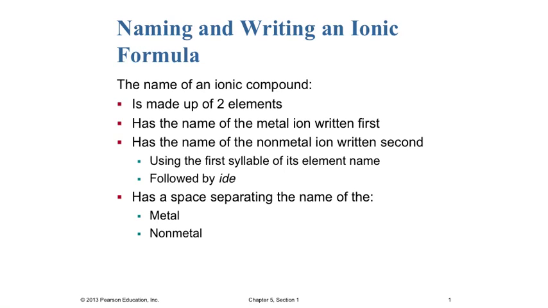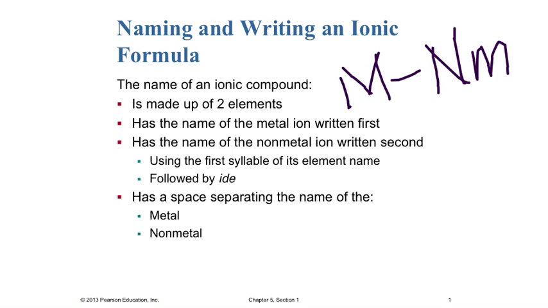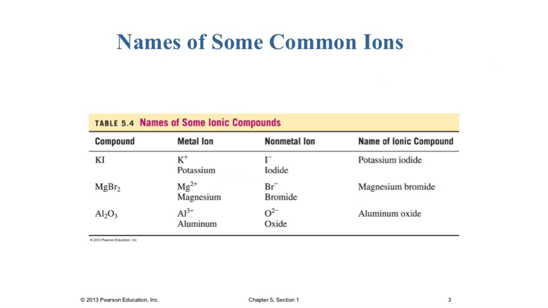Let's look at naming ionic compounds. Remember that ionic compounds are between metals and nonmetals. So the first step is to name the metal. The second step is to name the nonmetal, and you drop the ending of the nonmetal and add IDE. Remember there are no spaces separating the name of the metal and nonmetal.